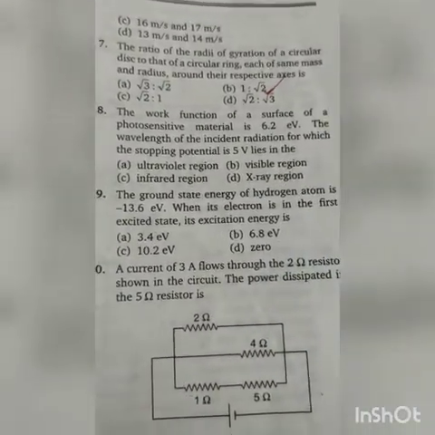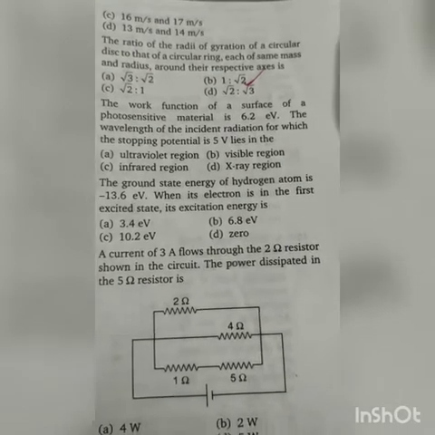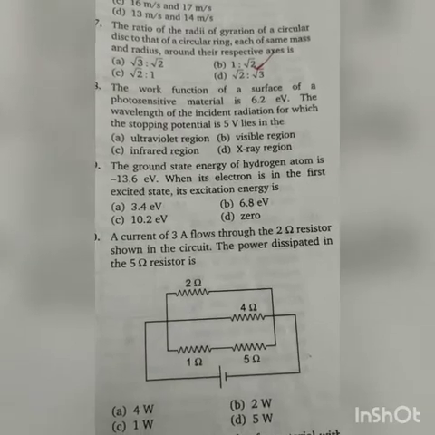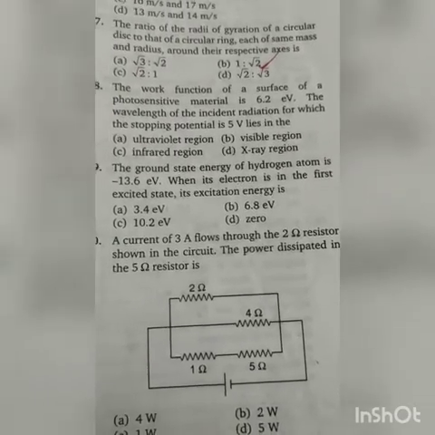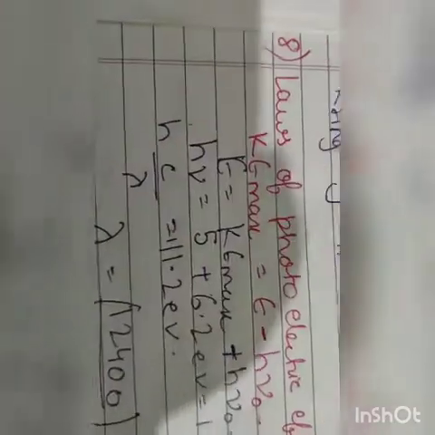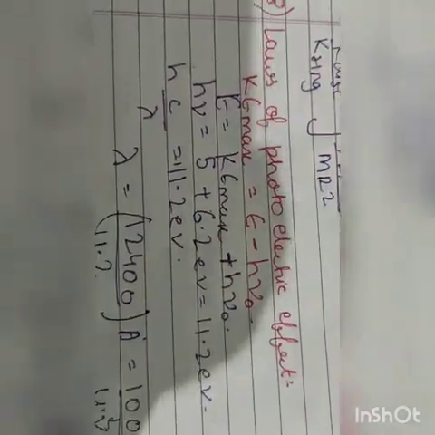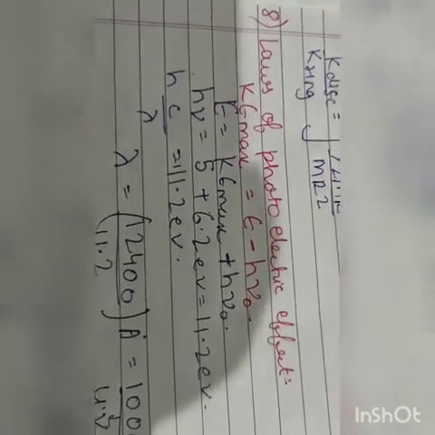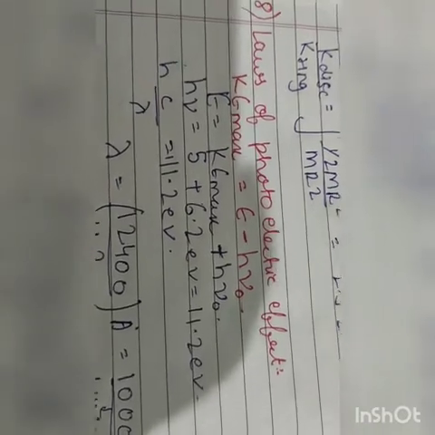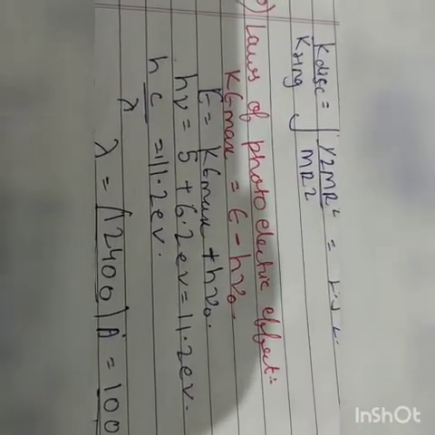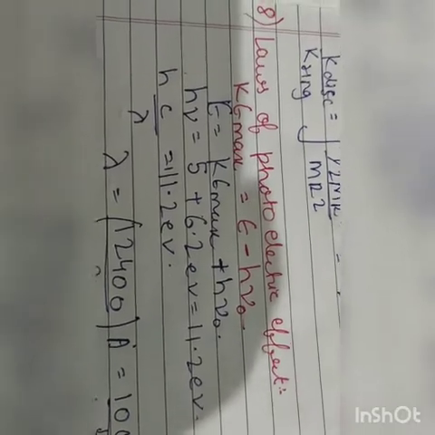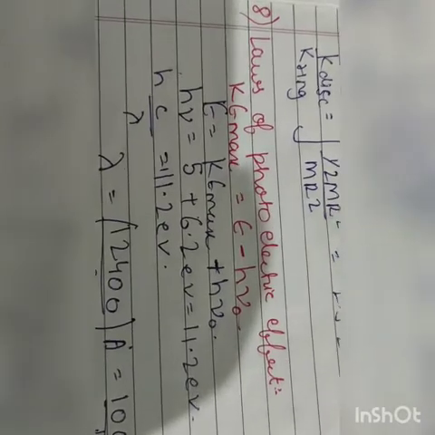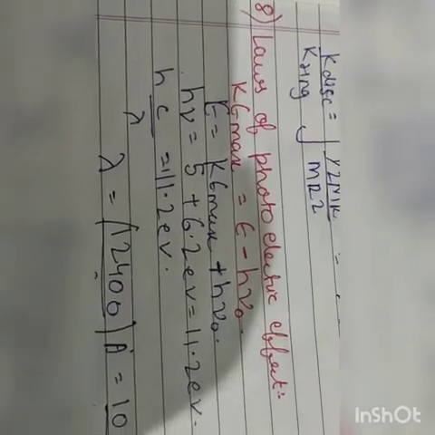Now question number 8. The work function of a surface of a photosensitive material is 6.2 electron volt. The wavelength of the incident radiation for which the stopping potential is 5 volt lies in the. So here the law of photoelectric effect is KE max, kinetic energy maximum, is equal to E minus h nu naught, that is work function. So here E is equal to KE max plus h nu naught. We have just moved work function from left to right.